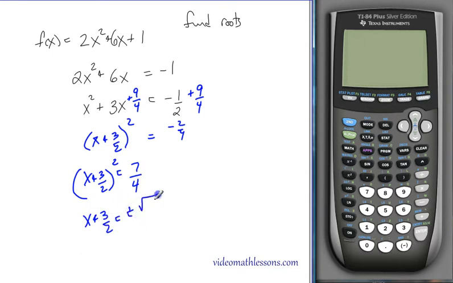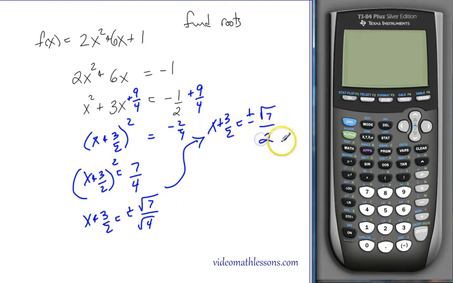Don't forget to do the square root. And if it's okay, I'm going to break this down through the top and bottom separately. Just going to move this up. So I get x plus 3 halves equals plus or minus radical 7 over the square root of 4, which is 2. Move this over. x equals negative 3 halves plus or minus radical 7 over 2.